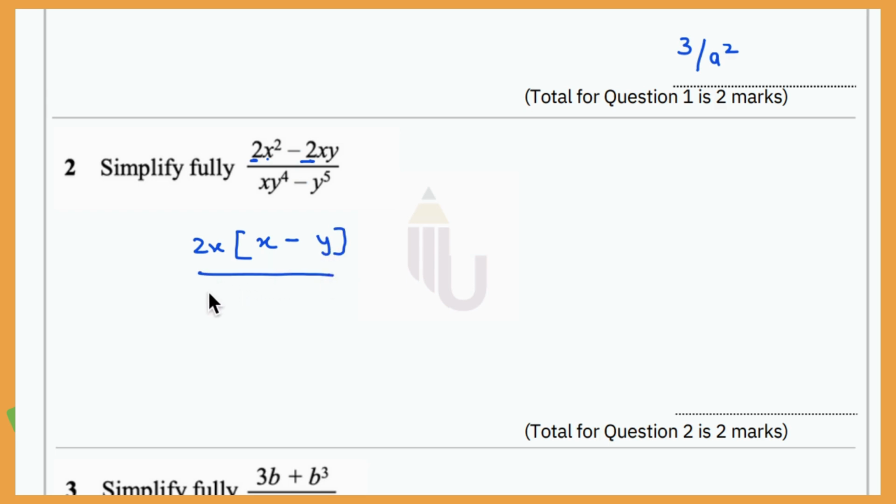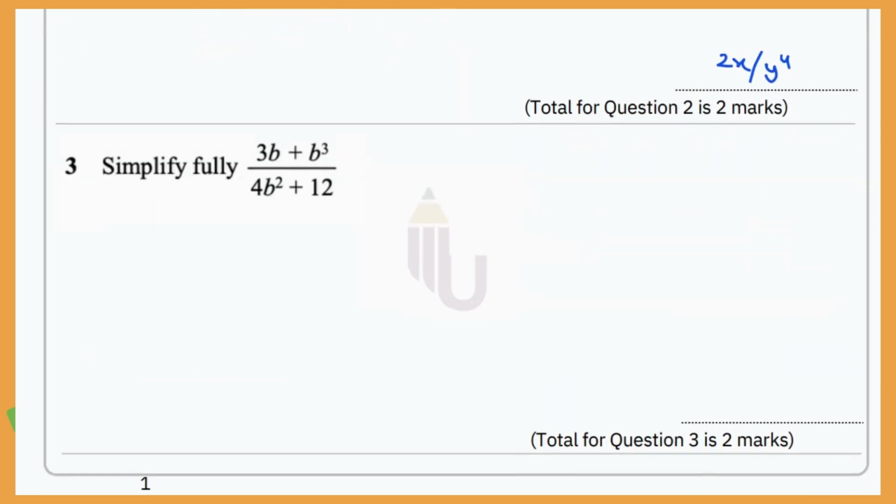Over there I can see that y to the power 4 is common because it is there in both terms. So for the first term only x will be left, while for the next term y will be left. And then x minus y will get cancelled and we are left with 2x over y to the power 4. That will be the final answer.